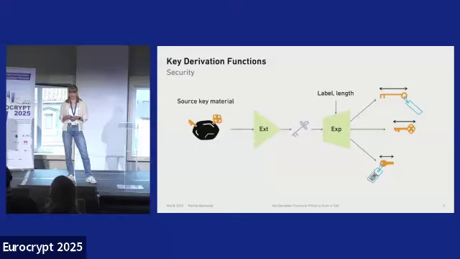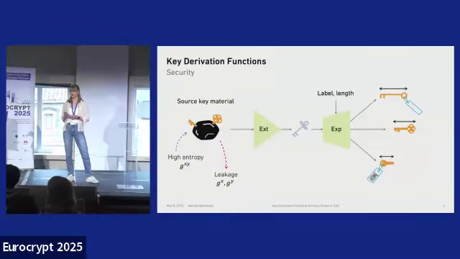So what about security? Well, we need that the source key material has high enough entropy. However, this entropy doesn't have to be uniform. So for example, it can be a Diffie-Hellman secret. And we can even leak some information about the source key material. So for example, in the Diffie-Hellman case, this could be the Diffie-Hellman public keys. Now we expect that if the source key material has high enough entropy, then even if the adversary controls the label and the length inputs, then the keys output by the KDF are indistinguishable from uniform bit strings of the same length. So can we achieve this in practice?